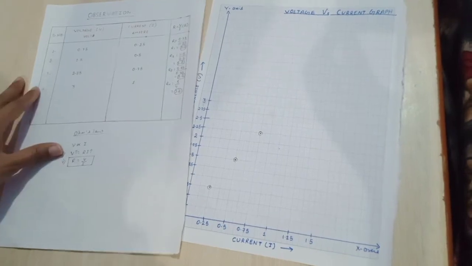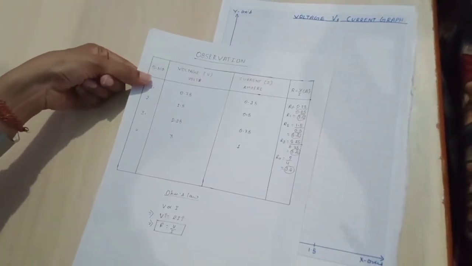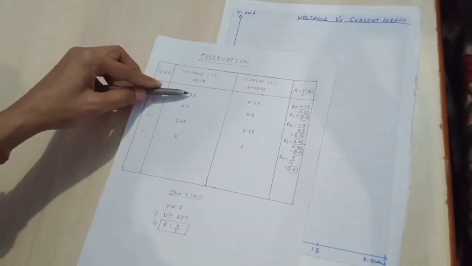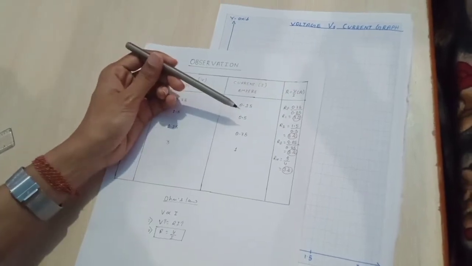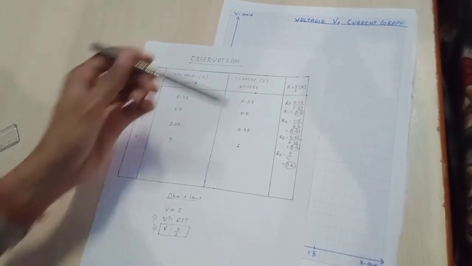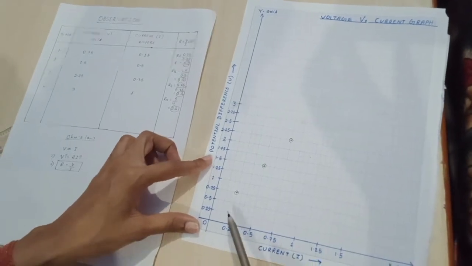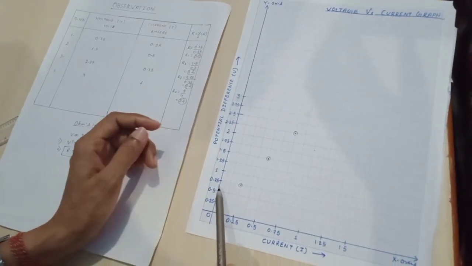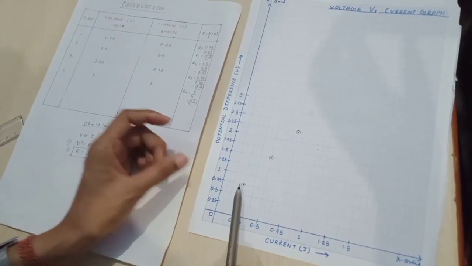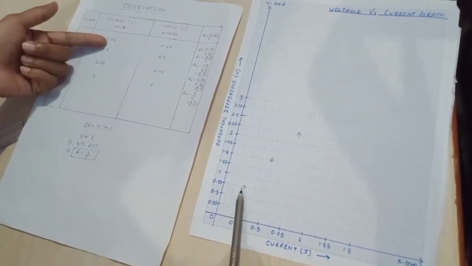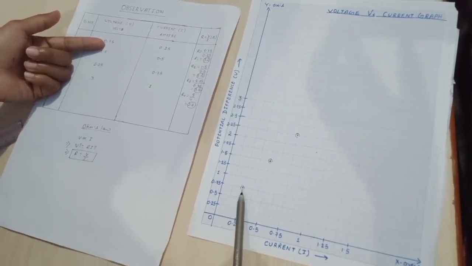Let us plot the points. According to the observation, we have the very first reading as 0.75, to which the corresponding current is 0.25. This I am going to find here, and which I have already highlighted. So 0.75, this is the point for the potential difference. As you can check by yourself, 0.75 for the current 0.25. So this is our first point.